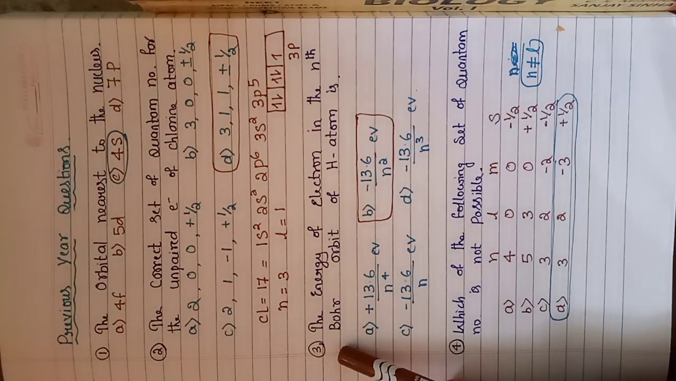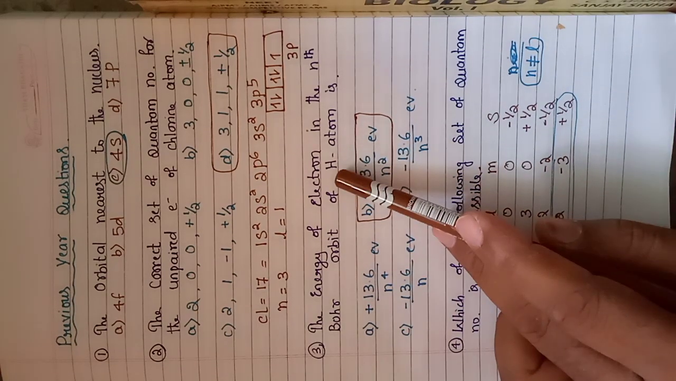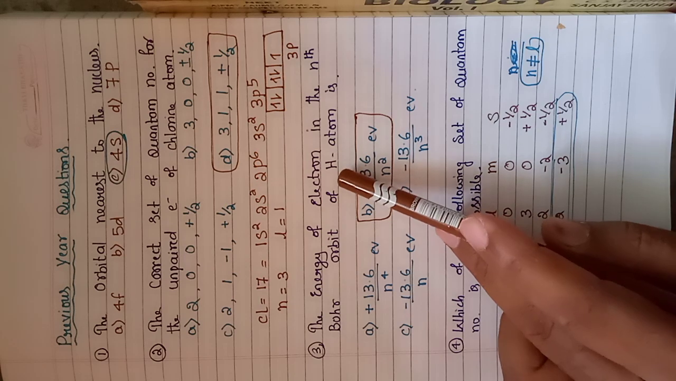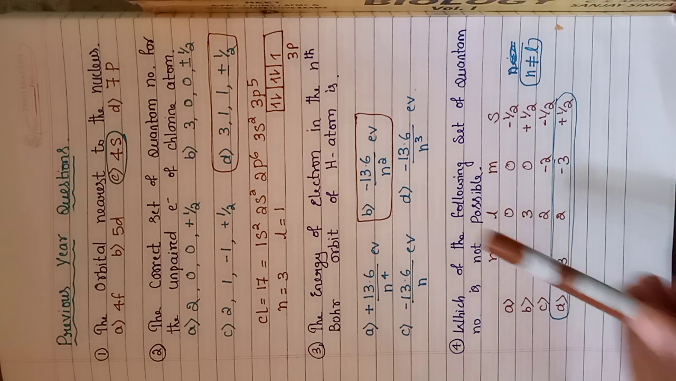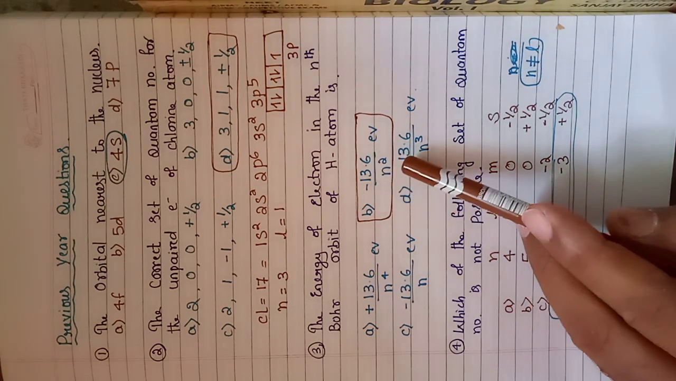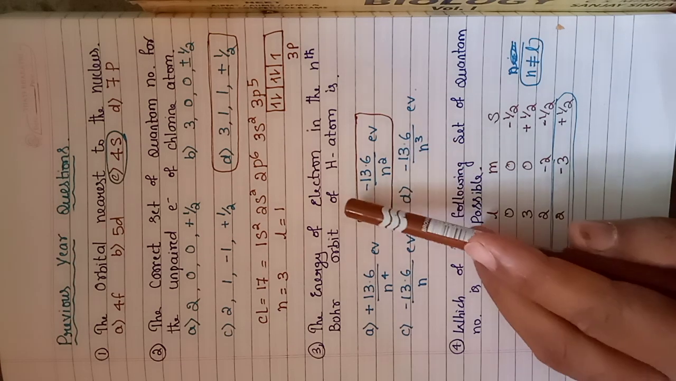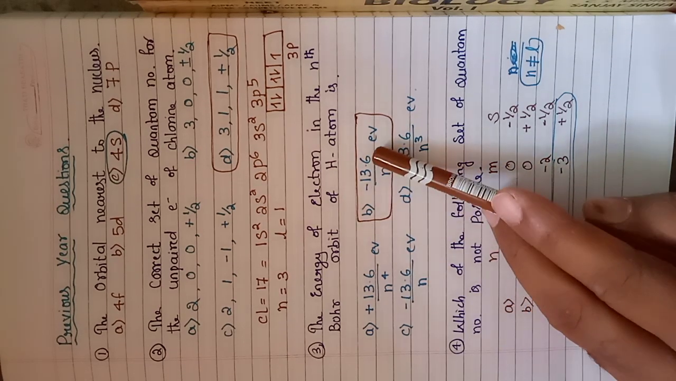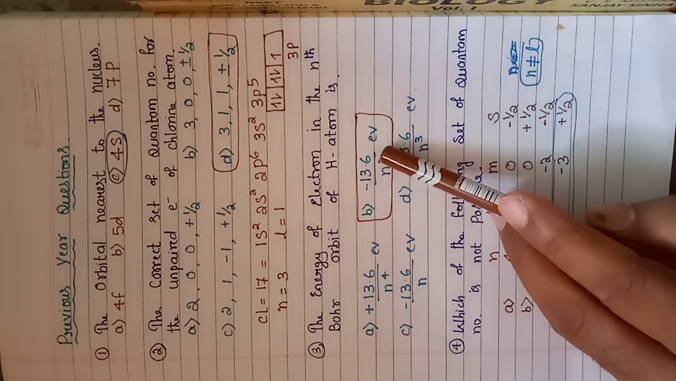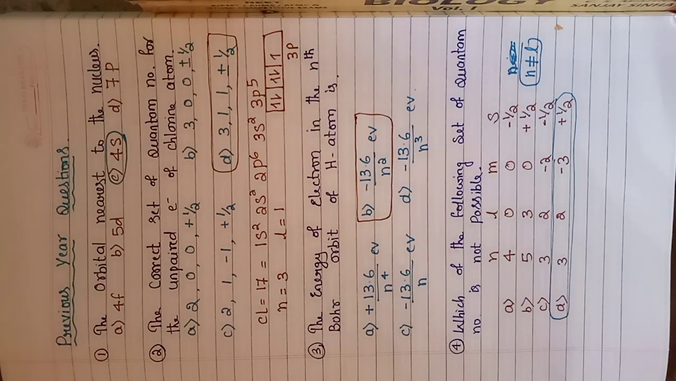Then the energy of an electron in the 9th Bohr orbit of hydrogen atom. If there is a hydrogen atom, then the atomic number is 1. And we already learned the formula to calculate the energy of the orbit: minus 13.6 divided by n square into z. As for hydrogen, z value is 1, so minus 13.6 divided by n square. So the correct option is option B.